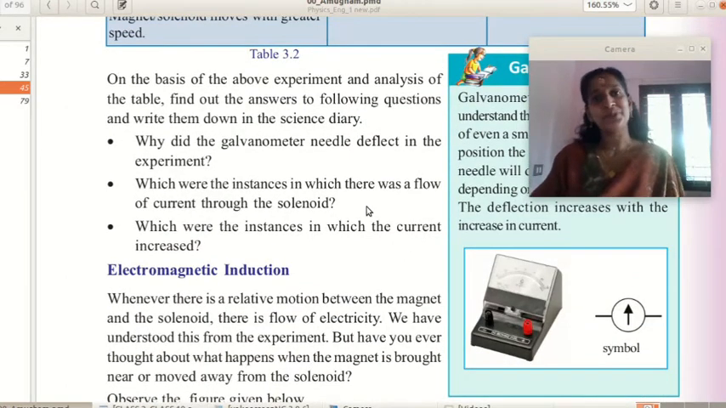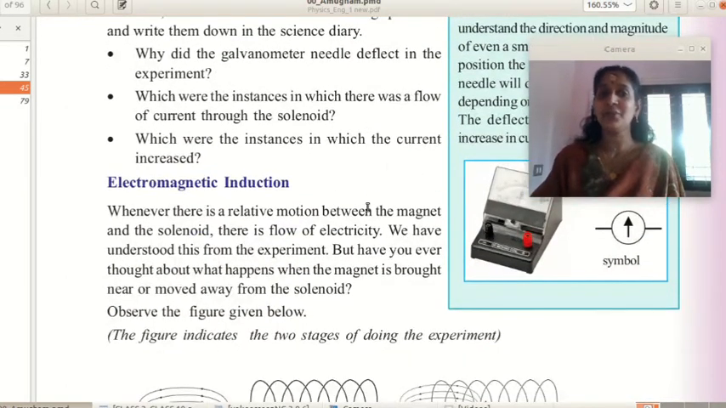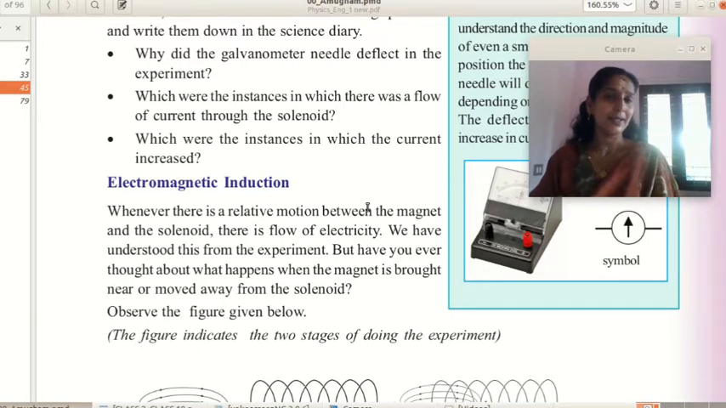We are going to proceed to the next part. We are going to study electromagnetic induction. We can discuss electromagnetic induction a little later.